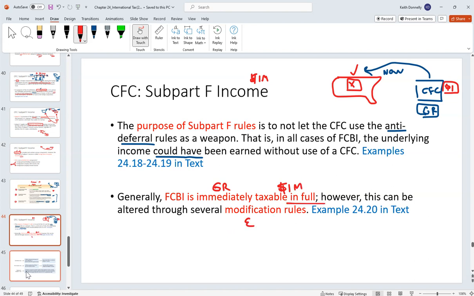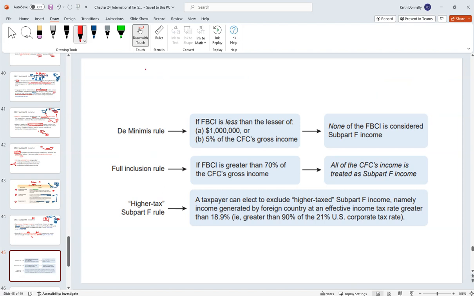However, there are exceptions, right? So general rule is fully taxable. However, we have 3 exceptions to this that can modify it. So the de minimis rule says this: if the foreign-based company income, the subpart F, is less than the lesser of $1 million or 5%, then none of the FBCI is considered subpart F income, right? So I'm just going to put none of it.